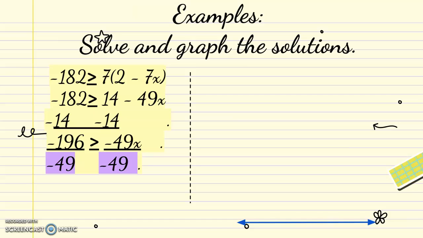So when I divide both sides by -49, the reason these are highlighted purple is because the 49, the number I'm dividing by, is negative. If I divide by a negative number, I have to flip that inequality symbol. So now instead of being a greater than or equal to, it's a less than or equal to. And so 4 is less than or equal to x.